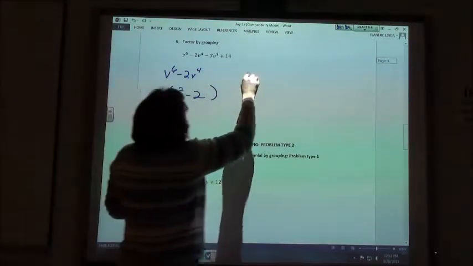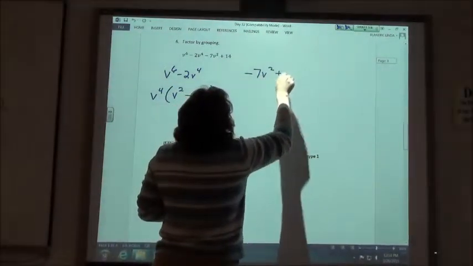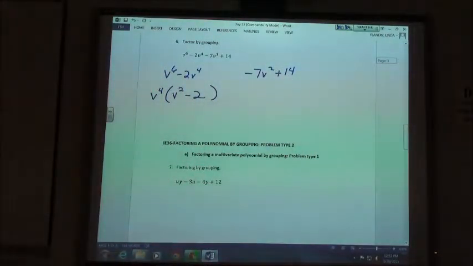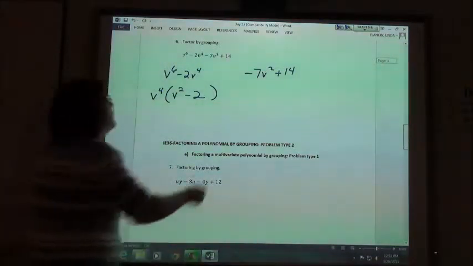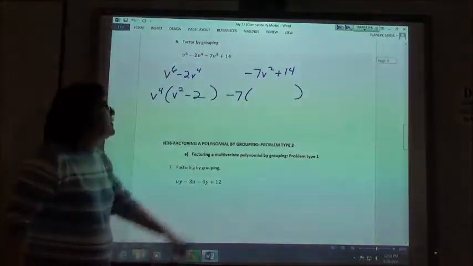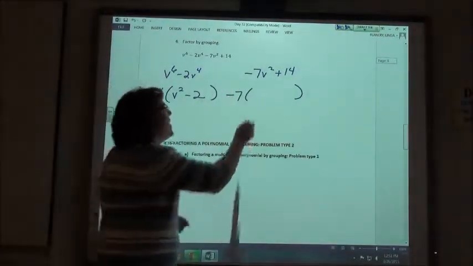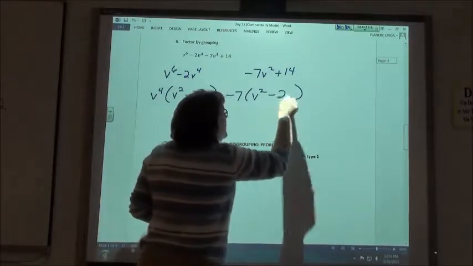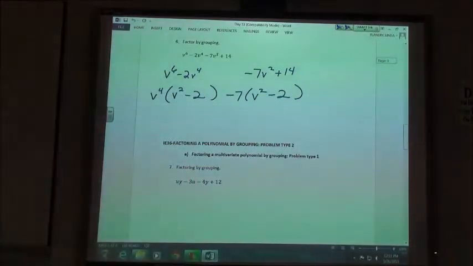So then I have negative 7v squared plus 14. What do I need to divide out of there? Not 7, but negative 7, because I want to end up with a positive v squared. So I need my signs to change, so I have to take the negative out. Negative divided by a negative makes that a positive, and a positive divided by a negative is going to make that a negative.